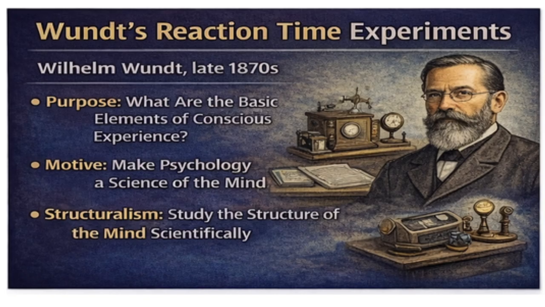The purpose of Wundt's experiments was to scientifically study the basic elements of conscious experience, such as sensations, perceptions, and feelings. At a time when psychology was considered a branch of philosophy, Wundt's motive was revolutionary: to establish psychology as an independent experimental science, using precise measurement and controlled laboratory methods. Reaction time was chosen because it offered a measurable way to study mental processes objectively.